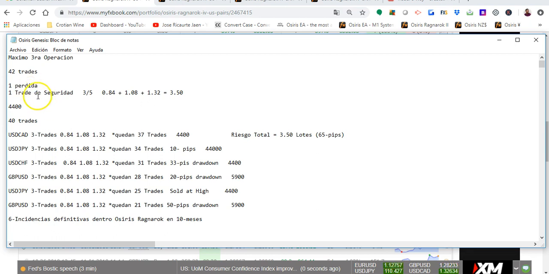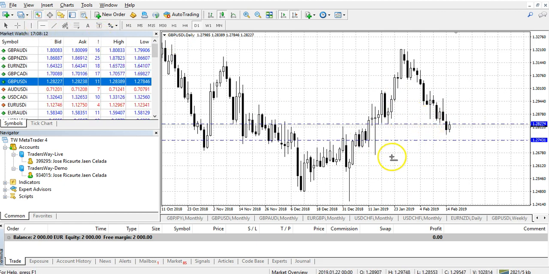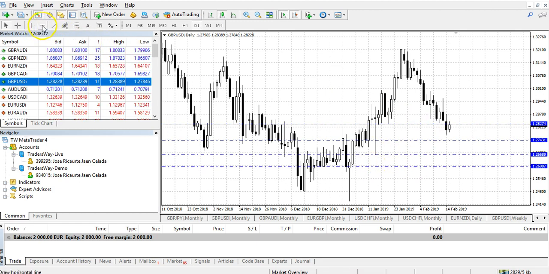Now, the security trade, I'm not going to explain this much because it has a lot to do with the logic of the algorithm. But just to give an idea, I'm going to go to the chart. Osiris Ragnarok, just to define it right away, is a martingale risk-defined strategy or algorithm. That means that it has been coded and set to do specific things on every currency. The same strategy applies to all the different currencies, and it will always do the same thing.